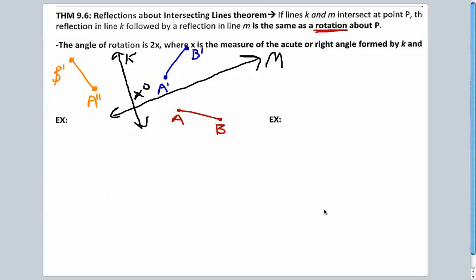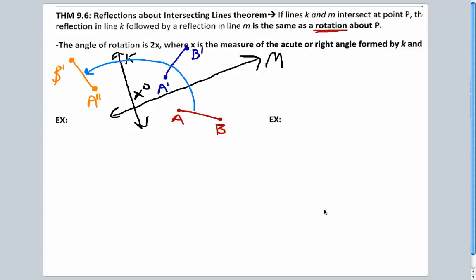Okay. And then what the theorem says is, check this out. If I took AB and I just rotated it all the way around over to here, that would be the same as rotation. So this flip is the same as a rotate. Okay, that's all the theorem says. It also says that we can figure out that angle of rotation if we know that it's 2 times x. So it's 2 times the x value.